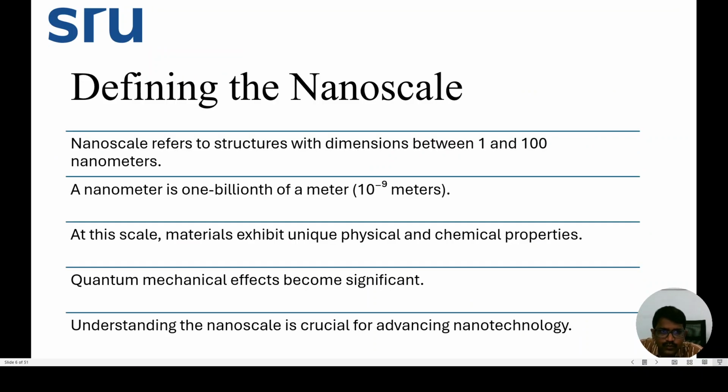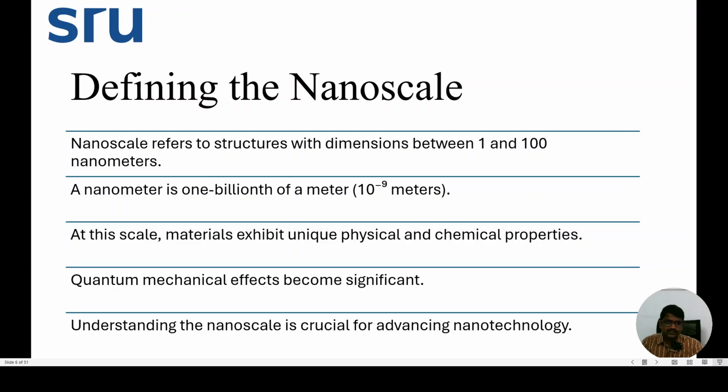Now, how can we define nanoscale? What is the nanoscale? What is a nanomaterial? What is nanotechnology? So we need to understand the definition of nanoscale. Nanoscale refers to structures with dimensions between 1 and 100 nanometers.